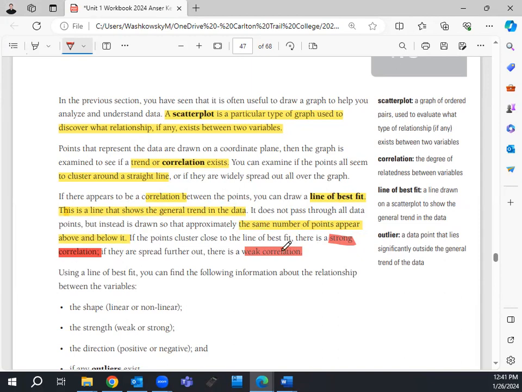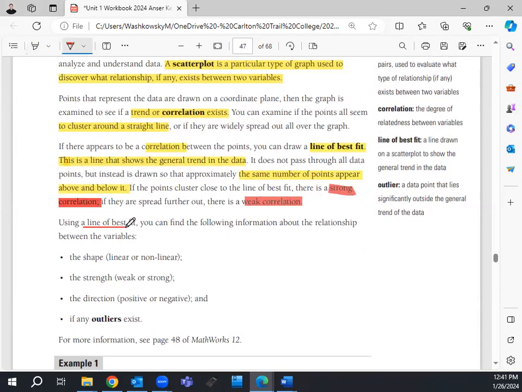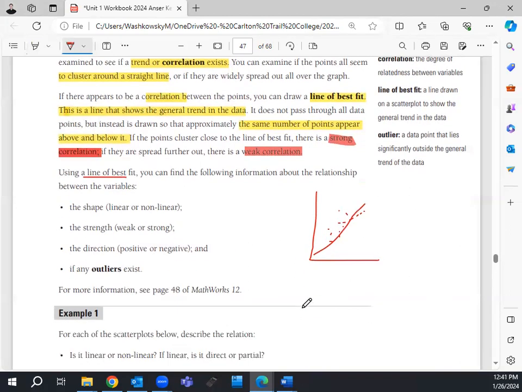When we have a line of best fit, we can get a bunch of information about that chart. Think about the chart I had down here, a bunch of dots like this. That was the first chart we had. We can learn a lot about it. We can learn whether this is a linear or a non-linear chart. We can learn about the strength, that's the strong or weak correlation. We can learn about the direction. Oh, that's a positive one. And we can learn if any outliers exist.